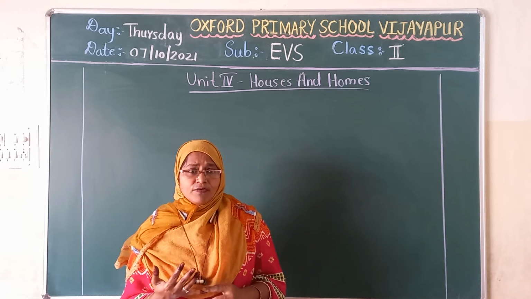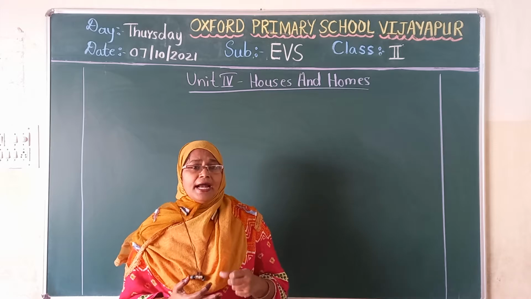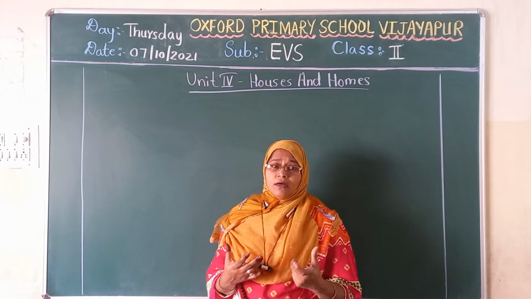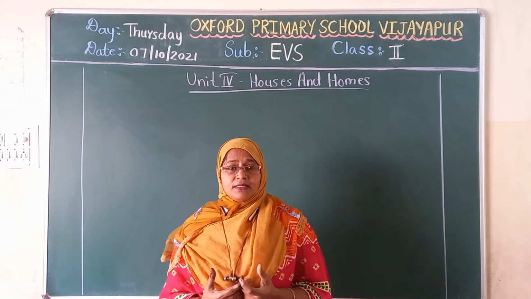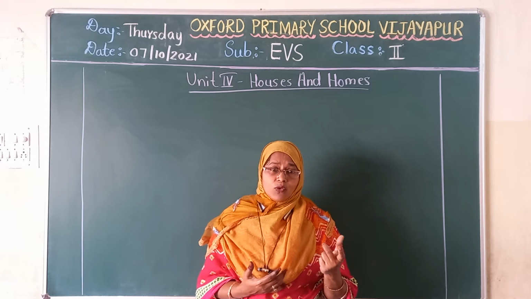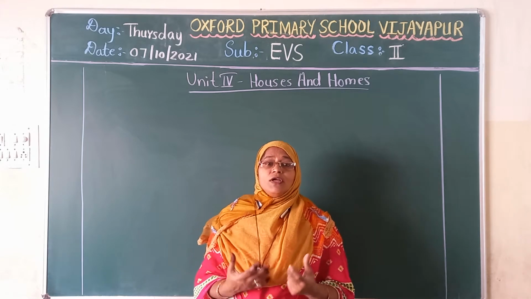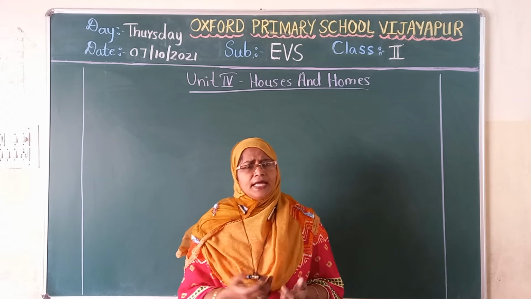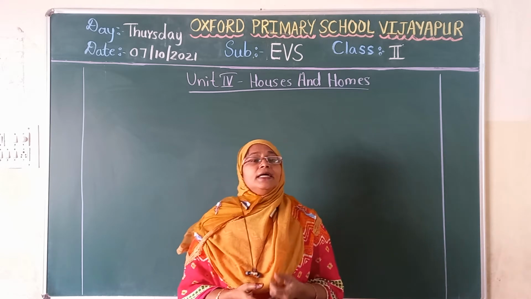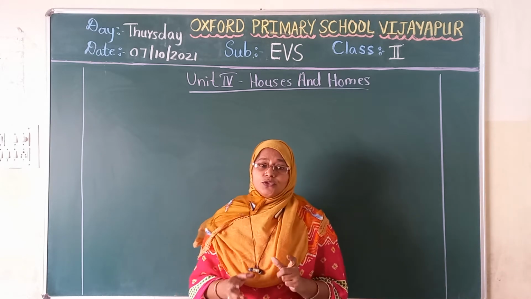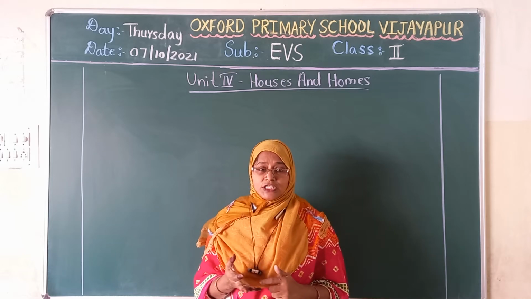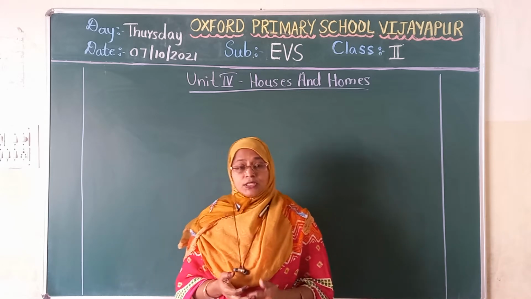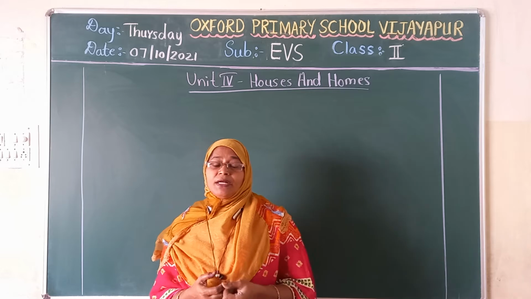And if you see in villages, huts are there. A hut is made up of clay, mud and raw grasses, that is leaves of coconut trees and all. We call it straw. That is a hut, and a hut is a kacha house. So today we will read about kacha house and pakka house, and temporary house and permanent house.